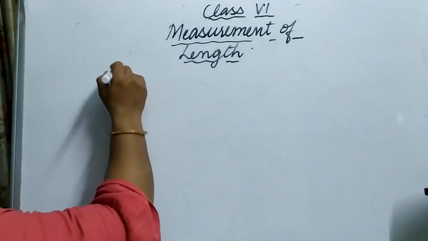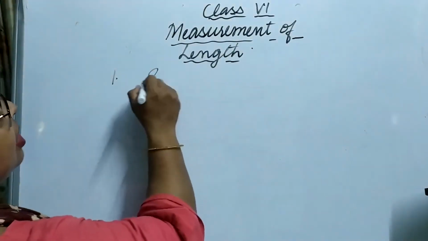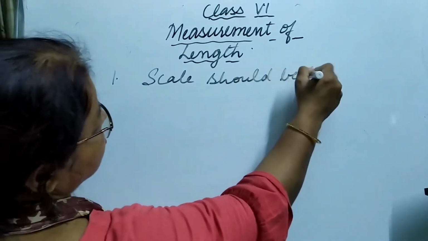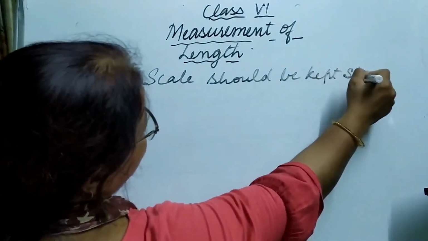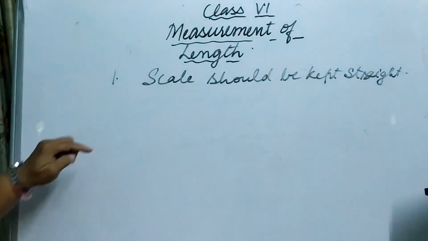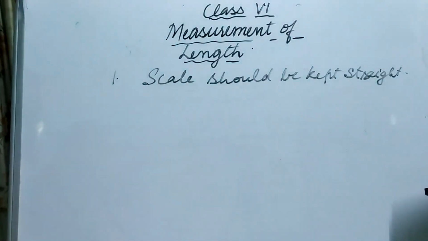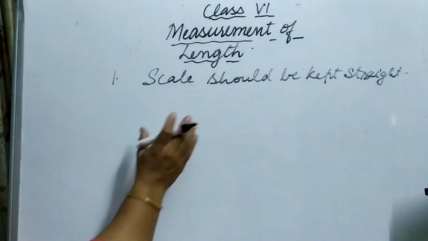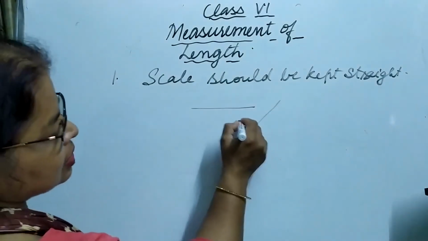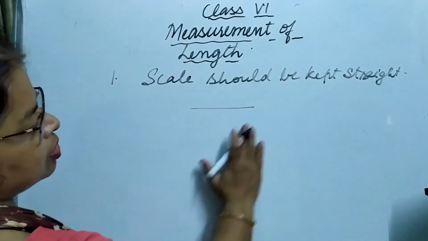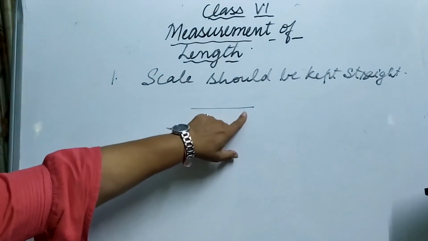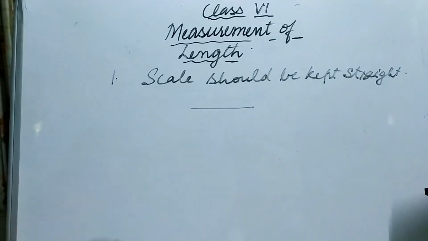So the first thing that you should know is that the scale should be kept straight. Okay, when we are measuring something, it should be straight, not slanted or a little bit oblique, not this way. It should be kept aligned along the length of the object. Fine.